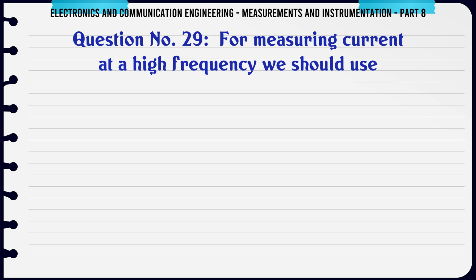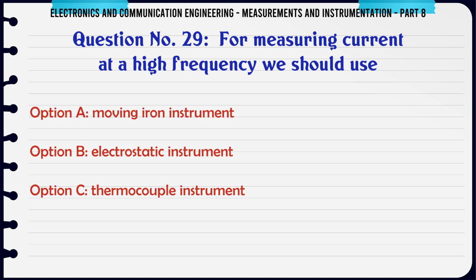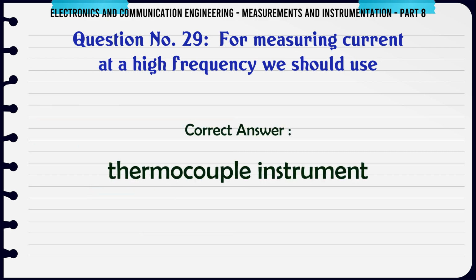For measuring current at a high frequency, we should use A: moving iron instrument, B: electrostatic instrument, C: thermocouple instrument, D: moving coil instrument. The correct answer is thermocouple instrument.